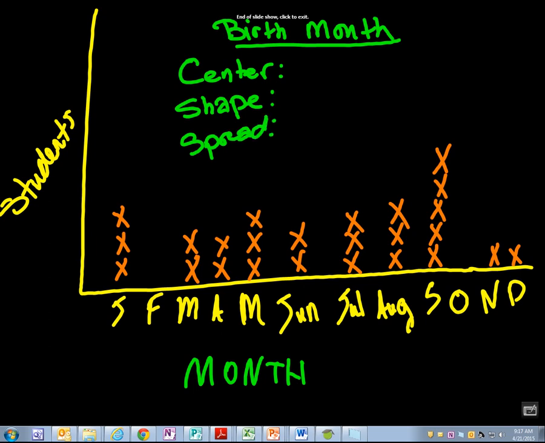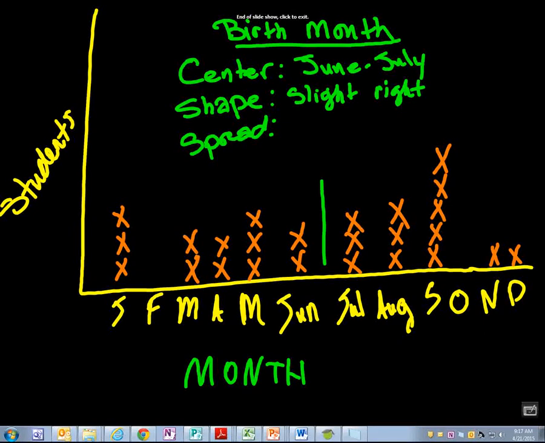The shape is going to be whether it is skewed left or skewed right. Yeah, it's going to be the opposite, whatever's not tall. Quiet, please, boys. And the center, since we had 25, it's going to be 1, 2, 3, 4, 5, 6, 7, 8, 9, 10, 11, 12, 13, 14, 15. So it's going to be about June, July.